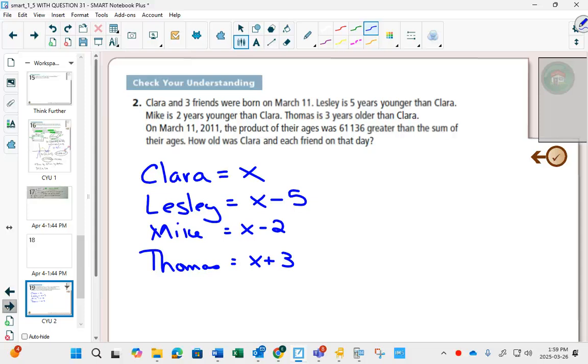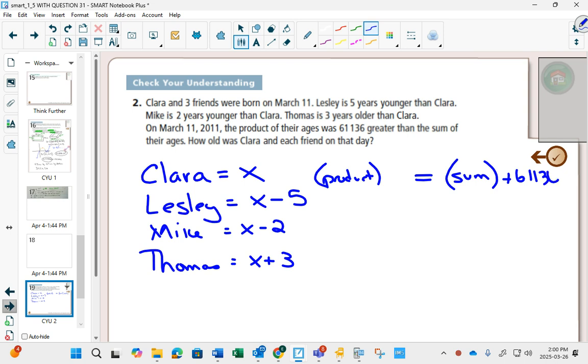Now we need to make an equation in order to solve. The product of their ages was 61,000 greater than their sum. I'm going to start this out in words. I'm going to put an equation. We are relating a product, put that in brackets, and a sum. One of them is bigger. Which one is bigger? The product or the sum? Read the question. The product was greater than the sum. This side is bigger. So where am I going to put the 61,136 to make them equal? I would have to add it on this side or subtract it on that side.